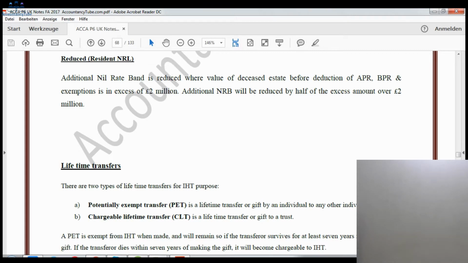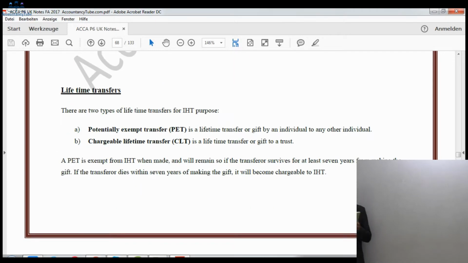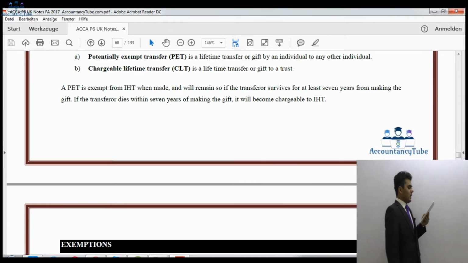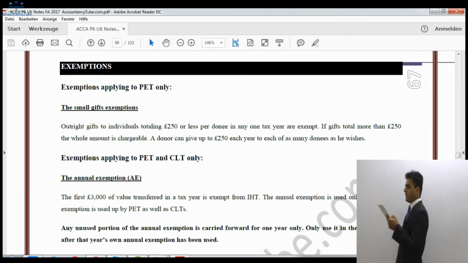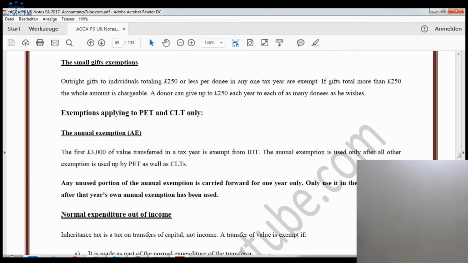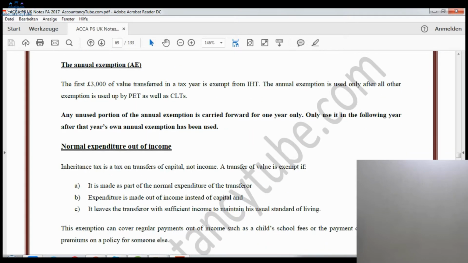There are two types of transfer: potentially exempt transfers and chargeable lifetime transfers. We have seen that in our previous video as well. On page number 67, exemptions. Exemptions applying to PETs only: small gift exemptions, we have seen that. And exemptions applying to PETs and CLTs only: the annual exemption every year. We get an annual exemption of £3,000 every year, and we can carry it forward for the next year. However, we use that after that year's own annual exemption has been used.